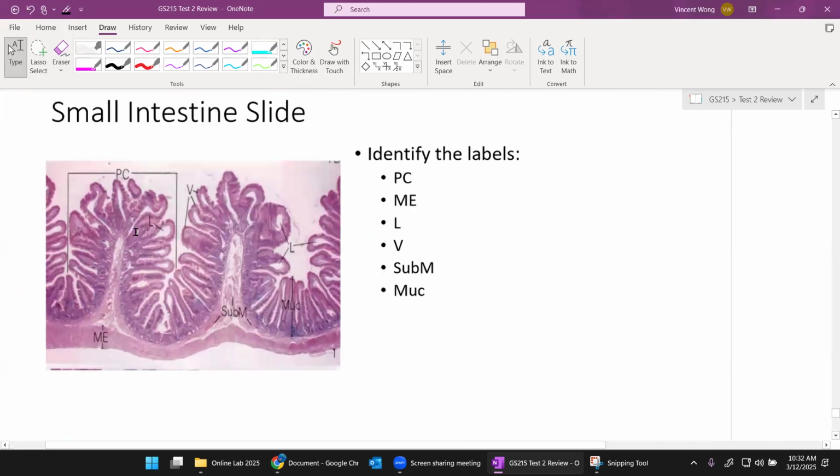Same thing. We have this slide in the notes. I can go through it quickly. PC is the circular fold. ME is the muscularis. L is the lacteal. V is the villi, submucosa and mucosa, right?